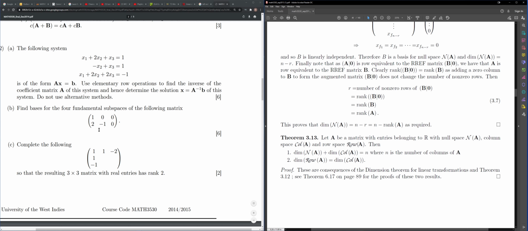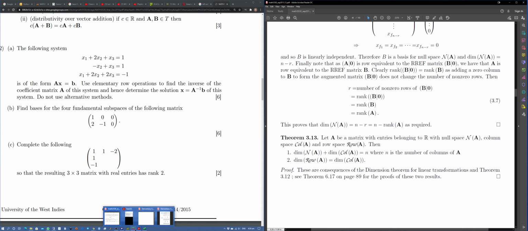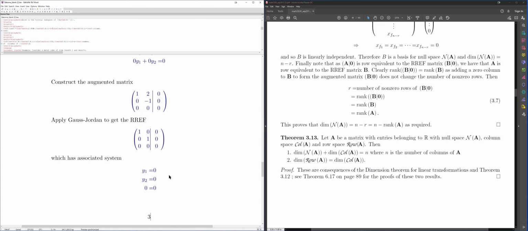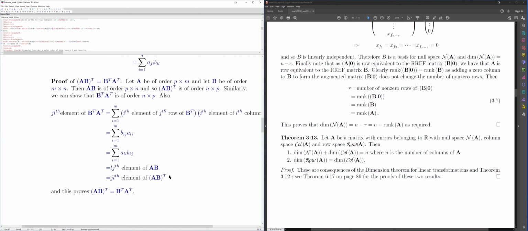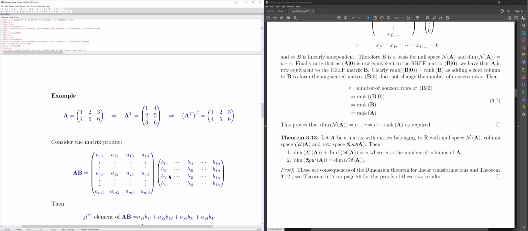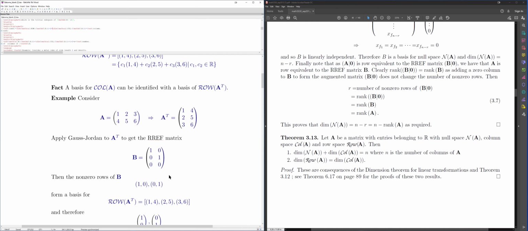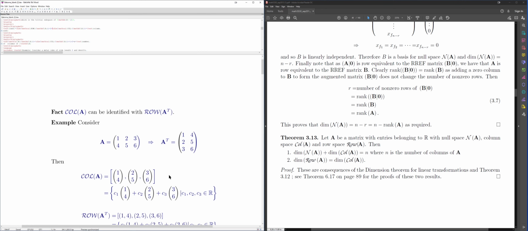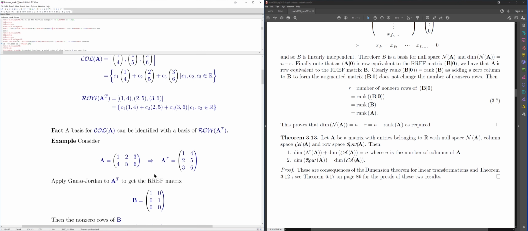And I believe we already calculated the column space of this matrix. We calculated a basis for the column space of this matrix. No, I didn't. Okay, what I calculated the basis for was this matrix here, 1, 2, 3, 4, 5, 6. So this is a different matrix.